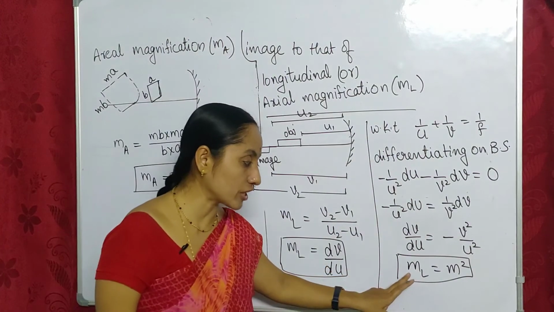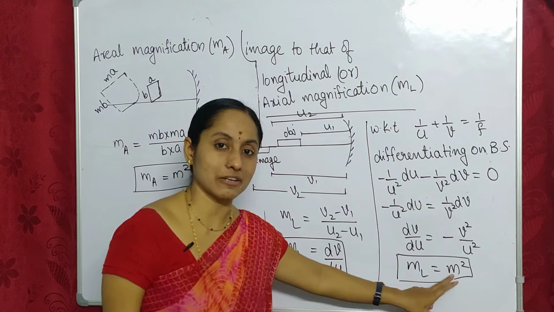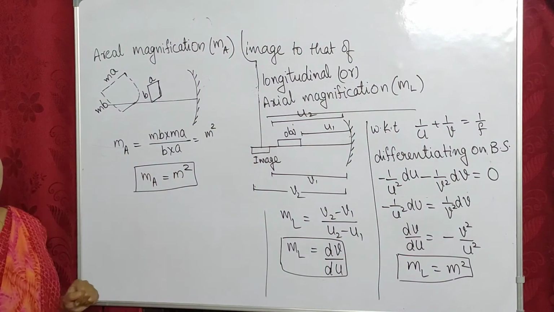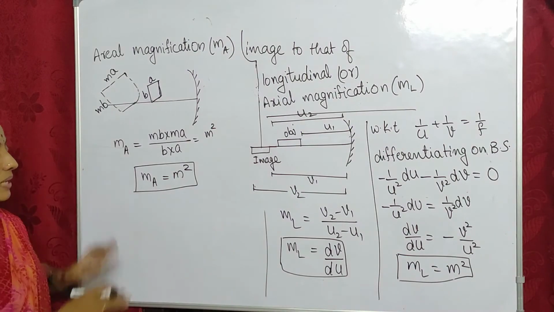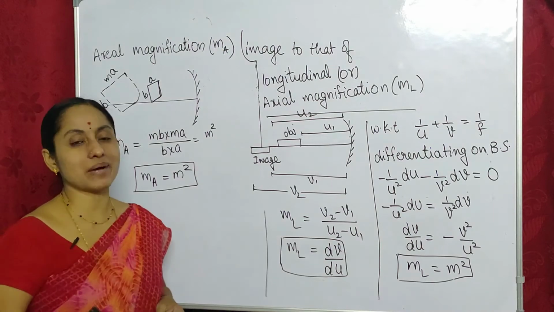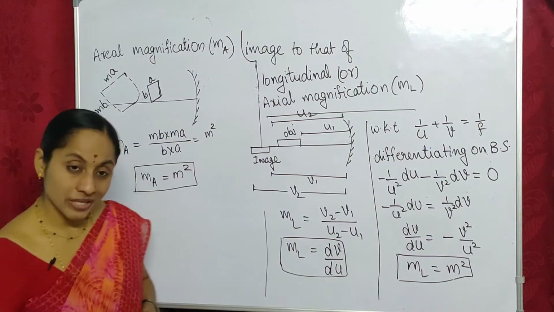Relation between longitudinal magnification and lateral magnification. Relation between aerial magnification and lateral magnification. So these are some important points. Among all these important points, the first type of magnification is very important.